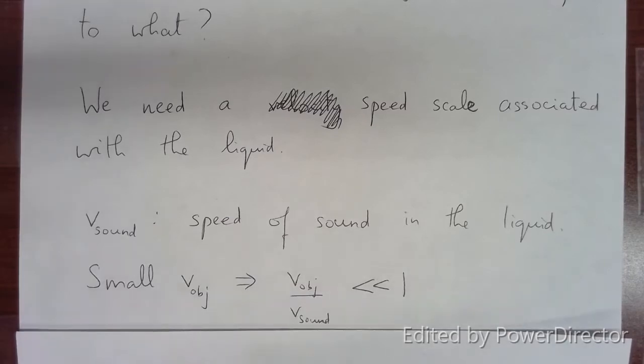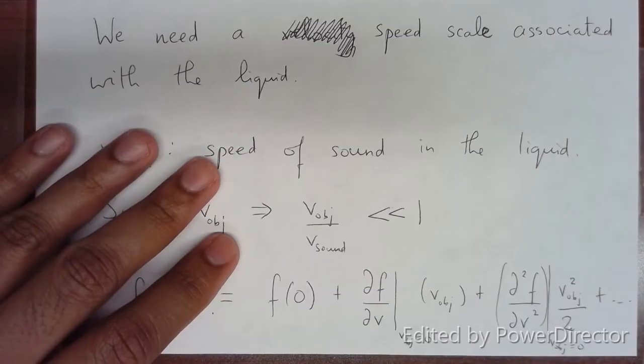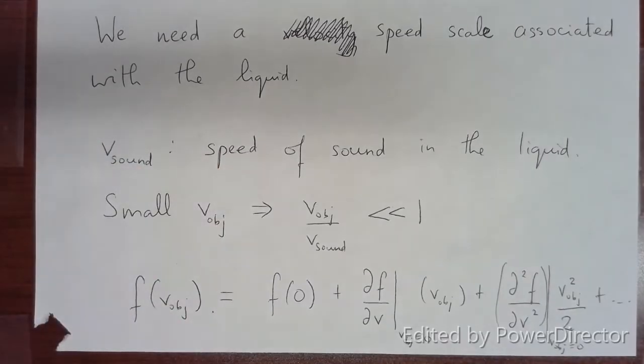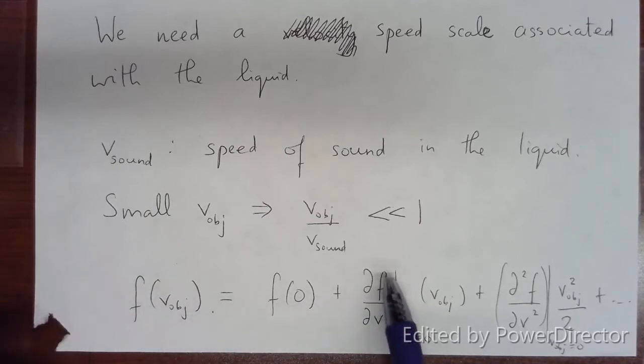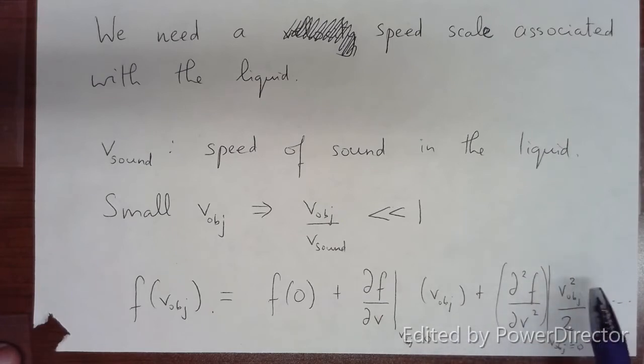So to reiterate, we are going to do a Taylor expansion of f of v under the condition that v object over v sound is much less than 1 and close to 0. All right, well, Taylor series expansion. F of v is f of 0 plus the partial of f with respect to v evaluated at v equals 0 times v object plus the second derivative of f with respect to v times v squared over 2 plus, and so on and so forth. We will concentrate on just these first 3 terms.